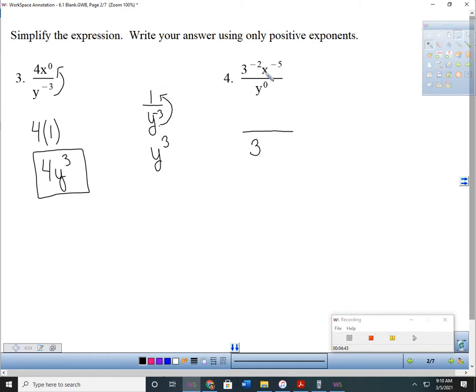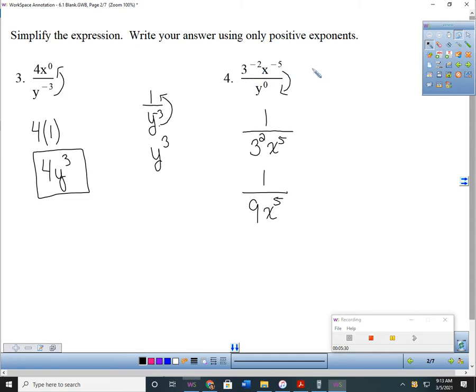And then what happens to my x to the negative 5th? Is that going to stay on top, or will it move to the bottom? It moves to the bottom and becomes a positive exponent. And then it's not that we don't have anything up here. It's just now it's all 1 over all of that. And don't forget your 2 right here. And we can go ahead and simplify that. 3 to the second power is 9x to the 5th.